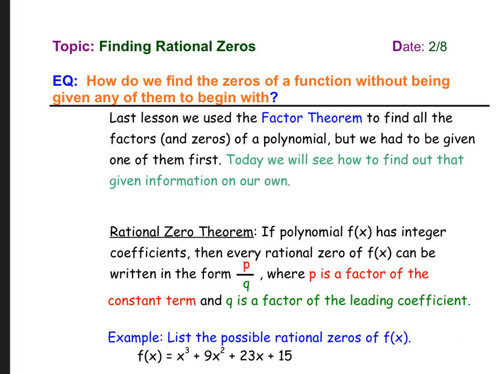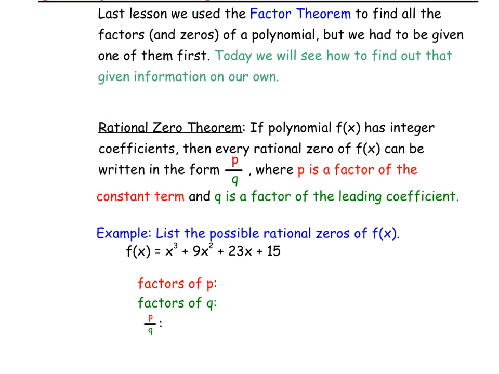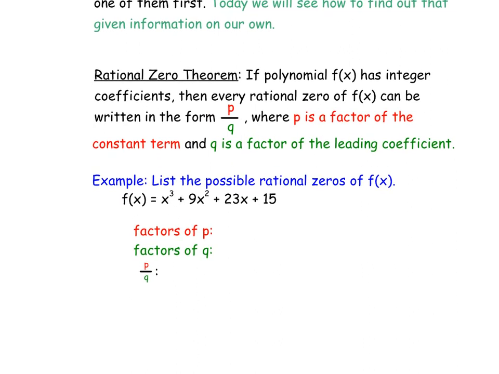So we used the factor theorem on block day to find those factors. Being given a factor, find those other factors, or being given a zero, find those other zeros. So today we're going to figure out how to do that on our own without being given that. So we're going to learn a new theorem, which is called the rational zeros theorem. And again, it sounds really complex when you read it, but I'll try to break that down for you so it's not so bad.